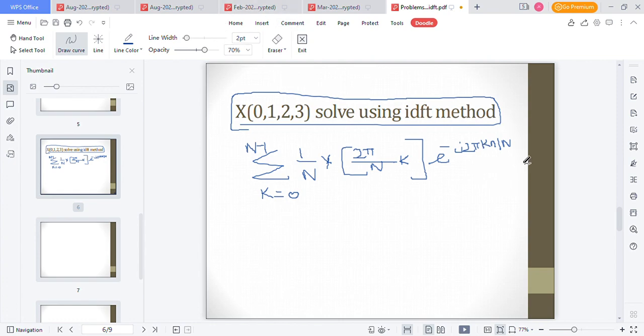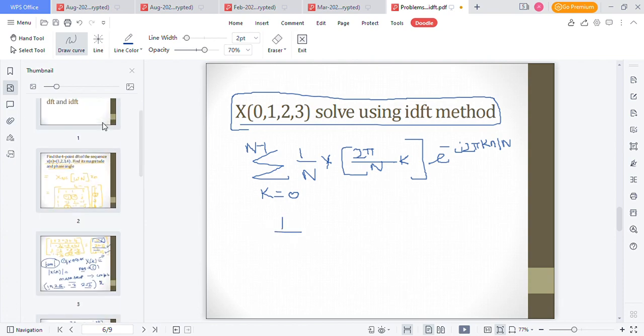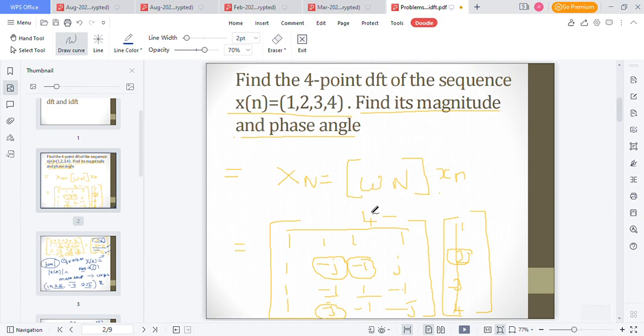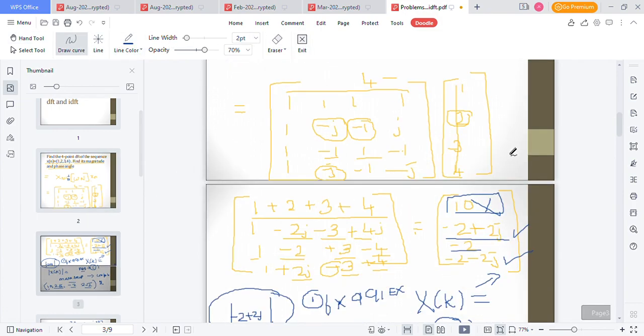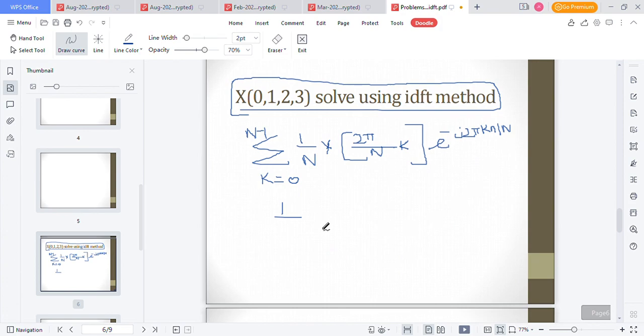Okay. So this is the formula, and according to this formula only, I'm going to work it out. What you have to do is multiply by 1 by n, that's all. My n is 4 because it's my 4-point DFT, right? The number of samples is n, and now it's into 2 pi by n into k.